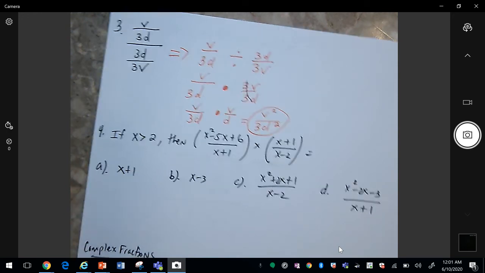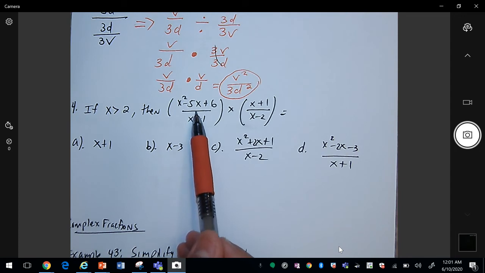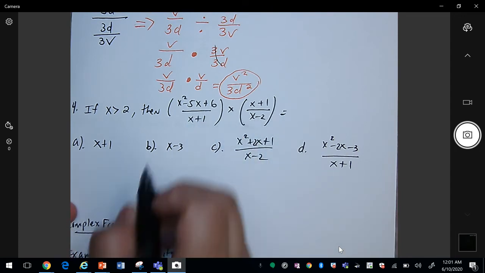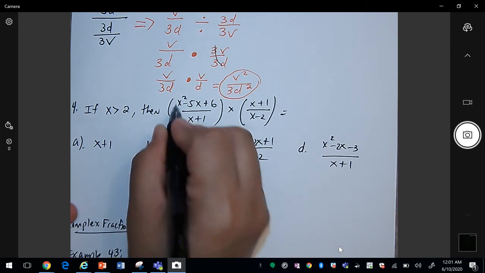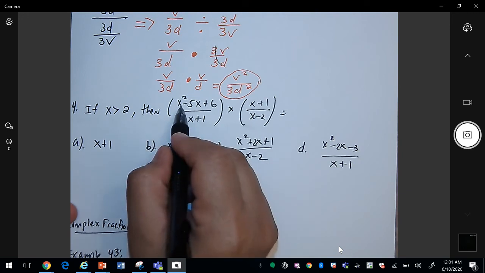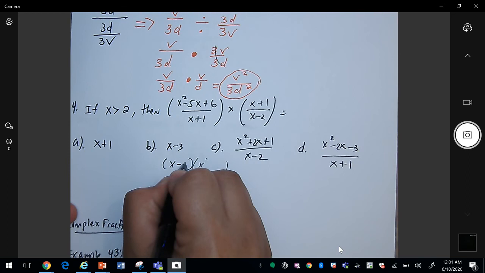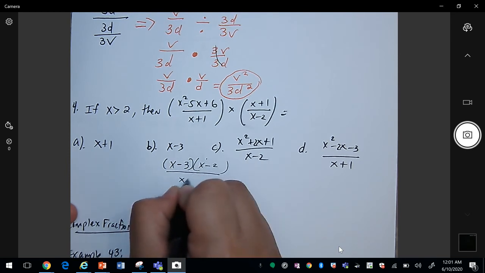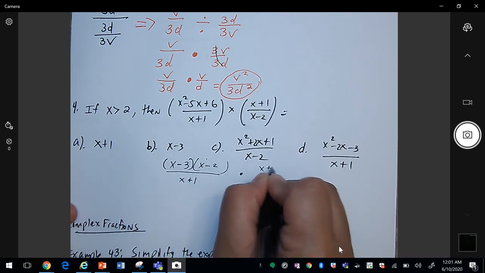And the next one we have, if x is greater than 2, then this times this is going to be equal to something. So again, the first thing you want to do is factor if you're able to. So I get x times x is x squared. And then the 6 is positive, so both signs have to be the same. So minus 3 and minus 2 divided by x plus 1 times x plus 1 divided by x minus 2.